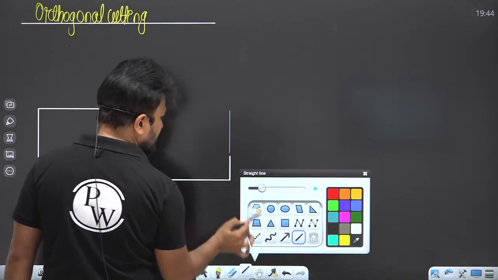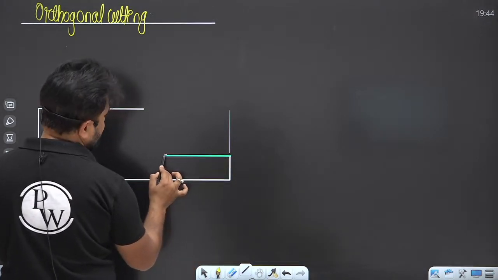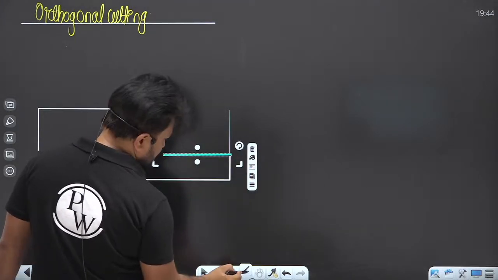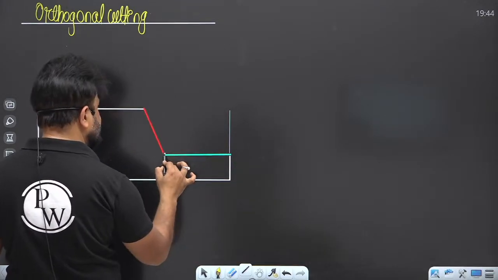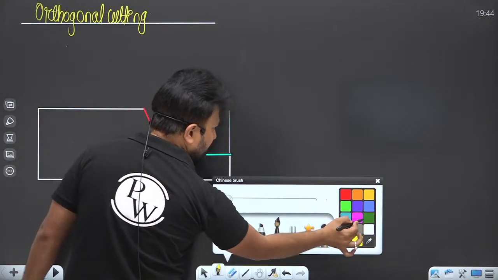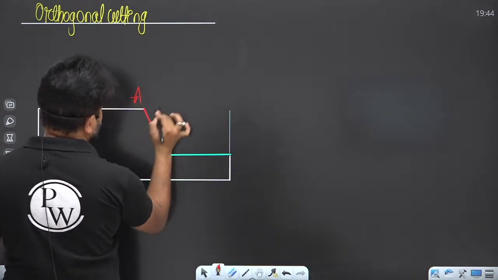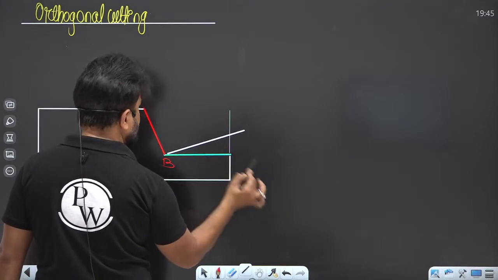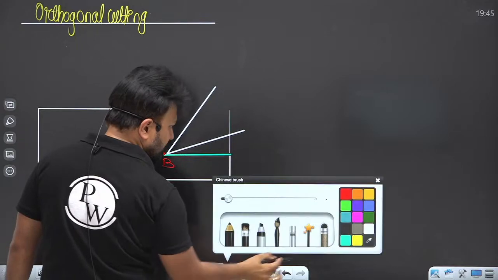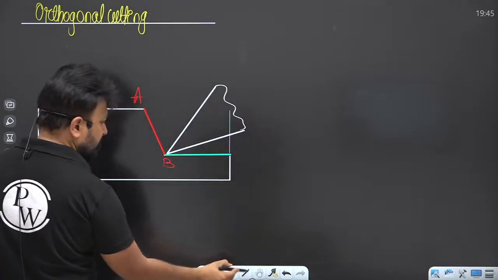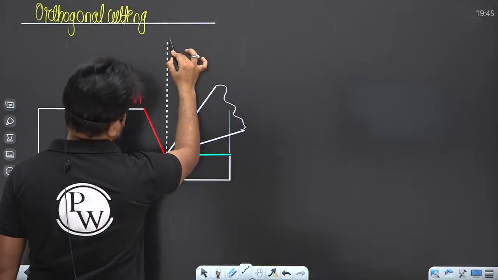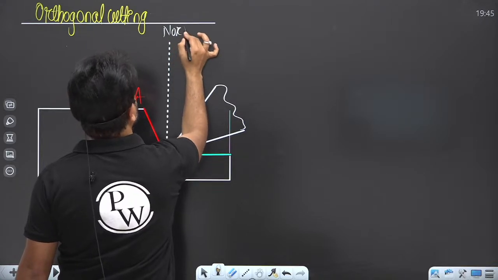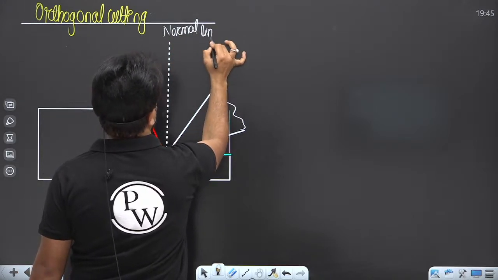This is the figure, right? This is the machine surface, as you can see, and this is the shear plane, A, B. And this is the tool. And this is the reference line, the normal line, right?